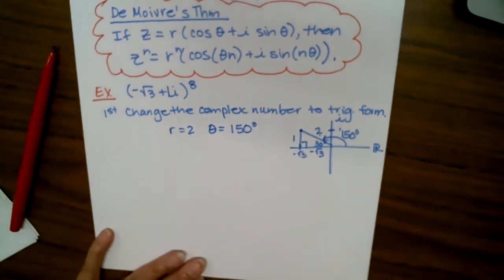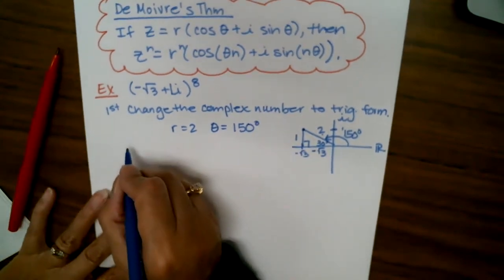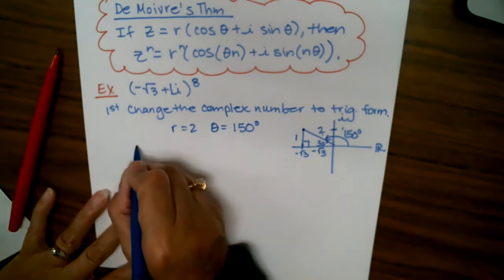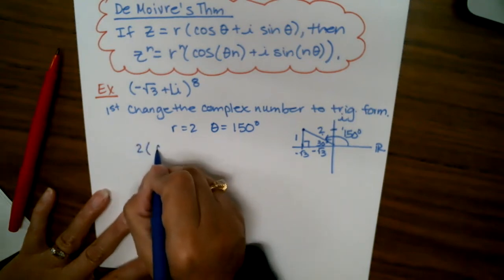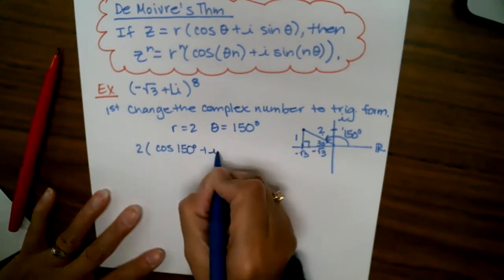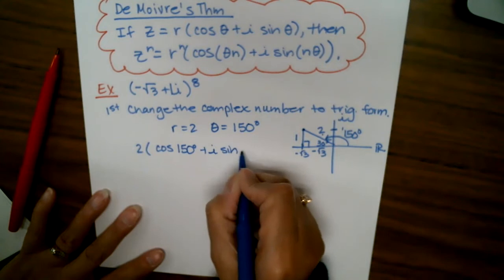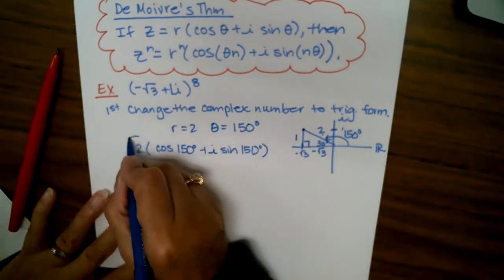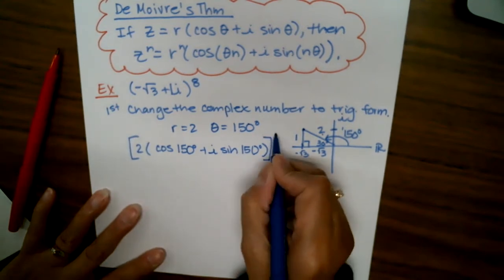How are we doing so far? Let's rewrite this. So we can rewrite this number right here as 2 times the cosine of 150 degrees plus i times the sine of 150 degrees. That is the complex number. Now we're going to raise that to the 8th power.